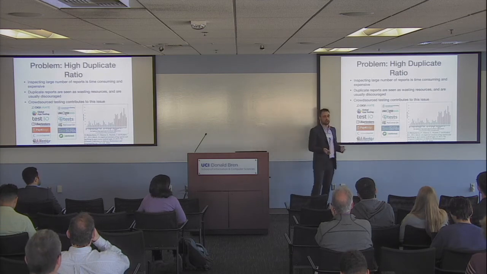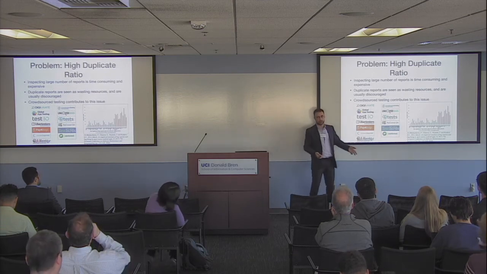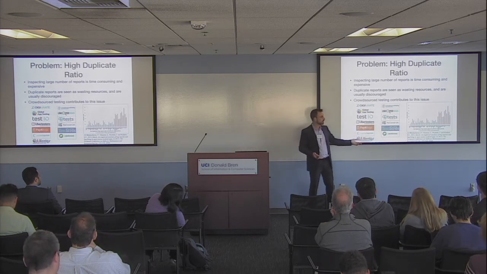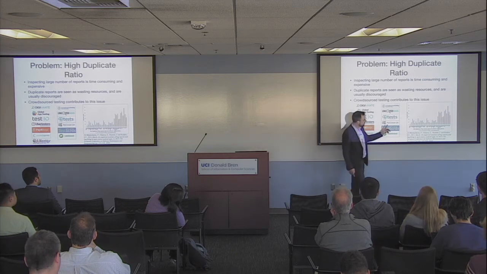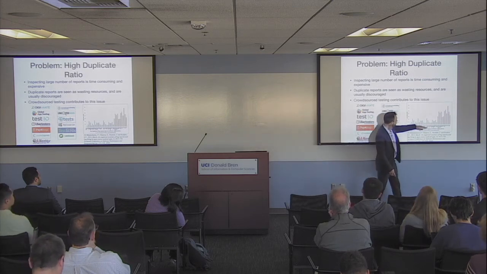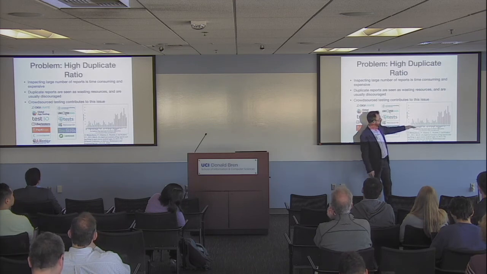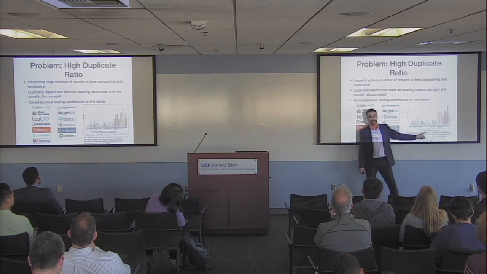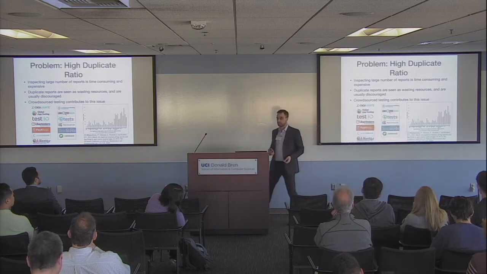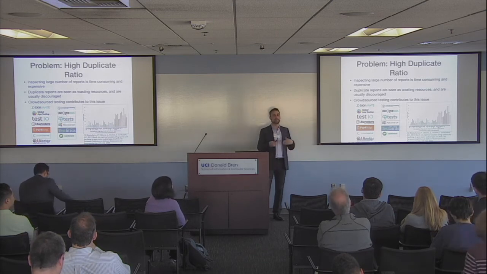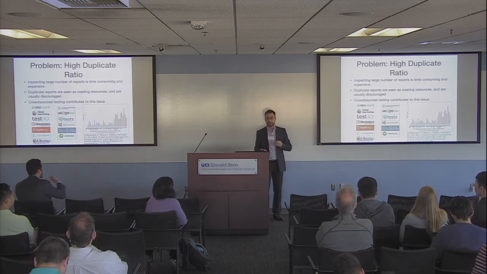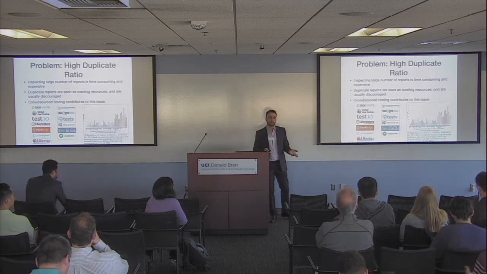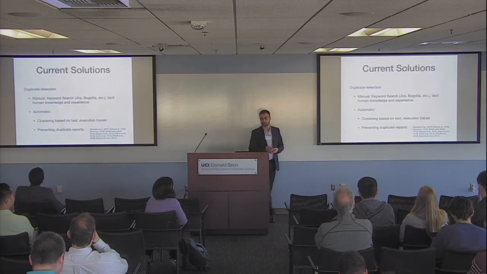And in fact, this problem only gets worse with the current wave of crowdsource testing. There's a number of companies that do crowdsource testing that promote that. The blue bars here show the duplicate ratio for a number of different software projects, and the orange bars are the duplicate ratios for crowdsourced projects. So we see even worse duplicate ratios when you do crowdsourcing. But nevertheless, whether you do crowdsourcing or not, duplicates can be a problem in terms of resources.